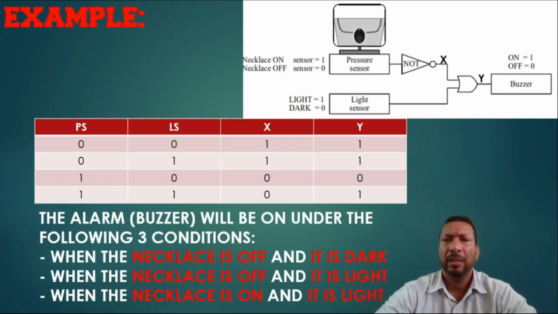So when it is daytime and everybody is there and the necklace is on. So whenever it's on display during the daytime, it will be the case that the alarm is ringing. We don't want that. So this alarm system has some instances where it would work properly, such as the first one when the necklace is off and it is dark, but it definitely is not desirable in the third instance when the necklace is on and it is light. So it seems that this alarm system needs some improving.